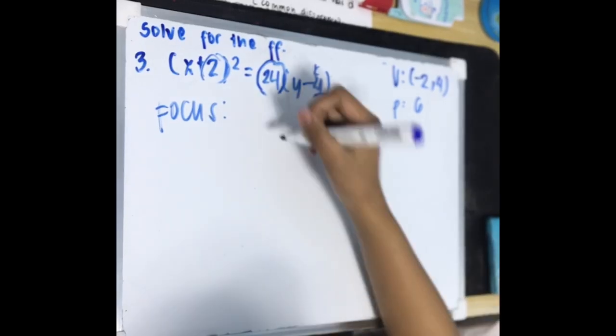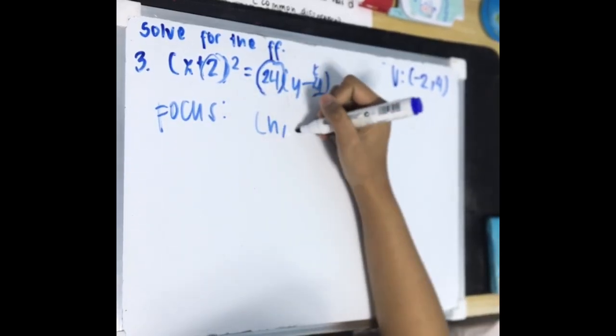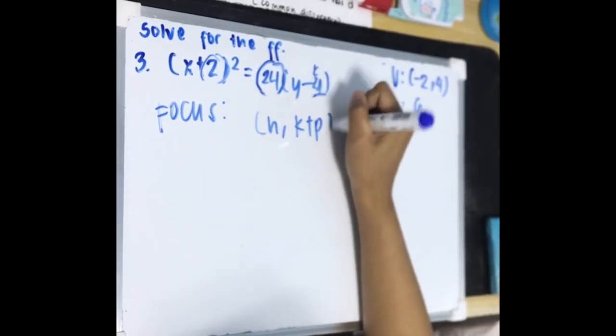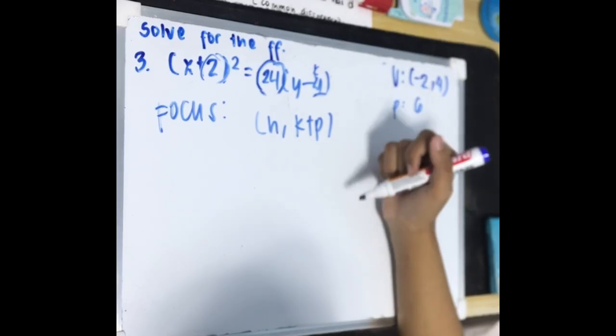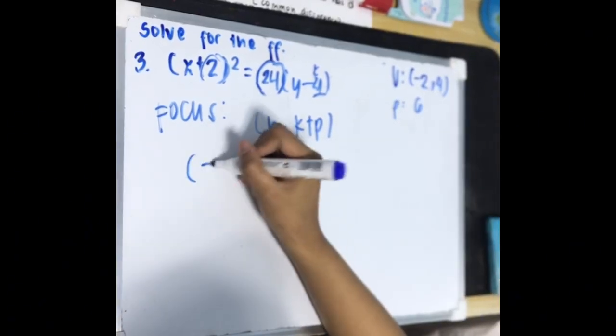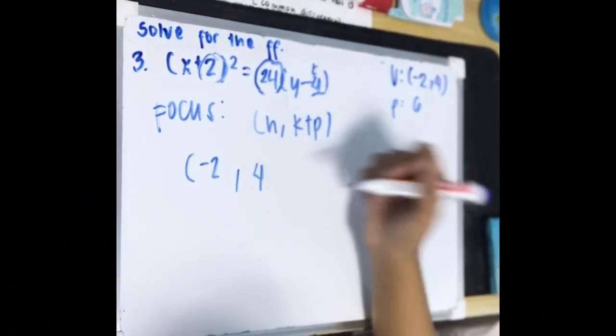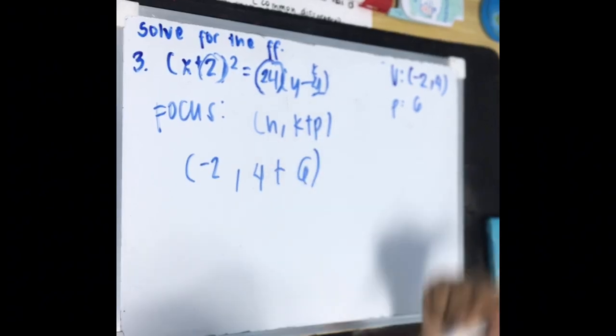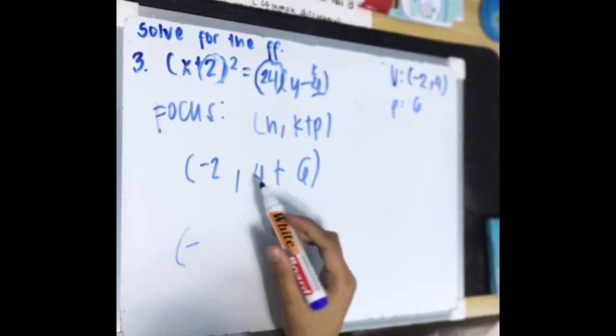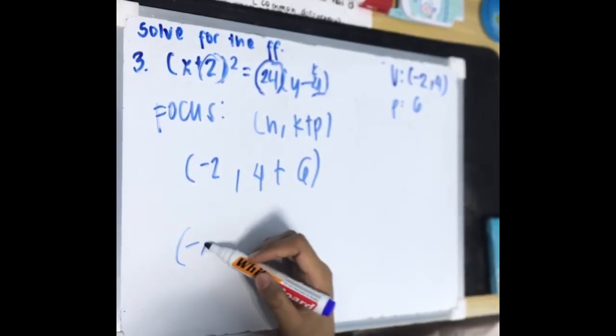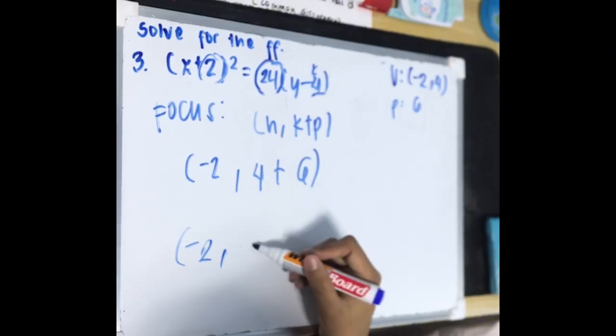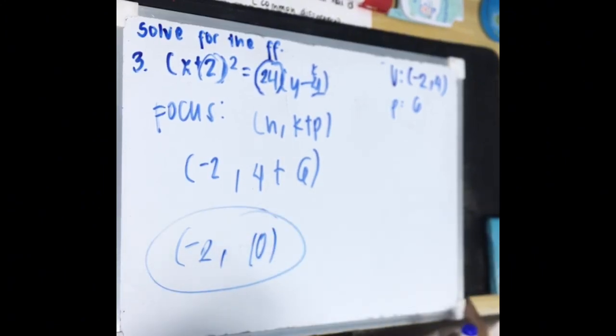To find the focus, we're going to use the formula h and k plus p, because this is vertical and opens upward. So, our h is negative 2, our k is 4 and our p is 6. Since there is nothing being equated here, we're going to bring down 4 plus 6, which is 10. So, this is the focus.